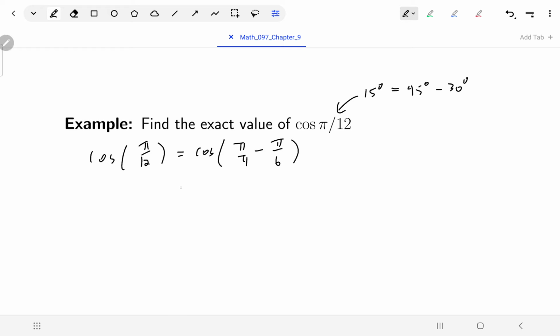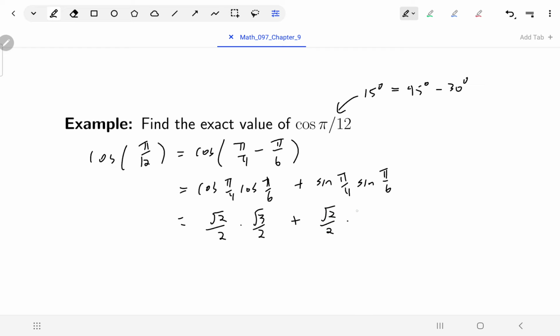When we have cosine of one angle minus another, that's cosine of the first angle, cosine of the second, plus sine of the first angle, sine of the second. And then at this point we're just really using our special triangles to evaluate. So root 2 over 2 for cosine of pi over 4, root 3 over 2 for cosine of pi over 6, root 2 over 2 for sine of pi over 4, and 1/2 for sine of pi over 6.